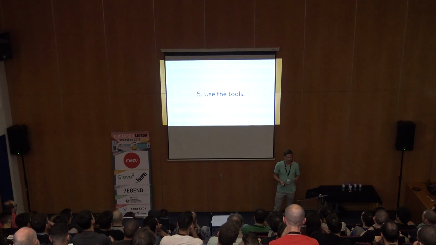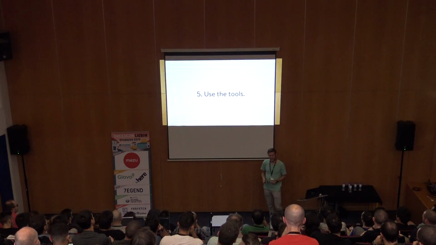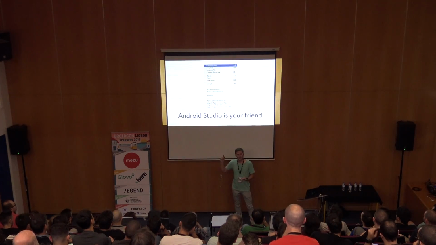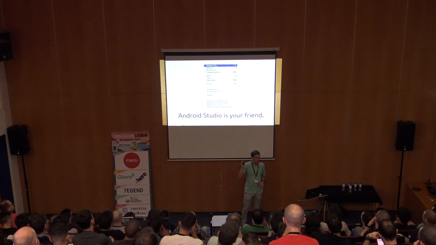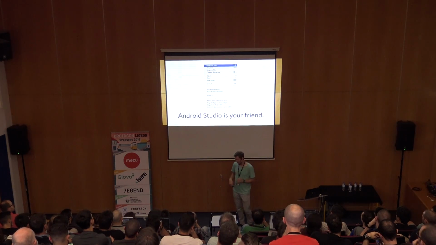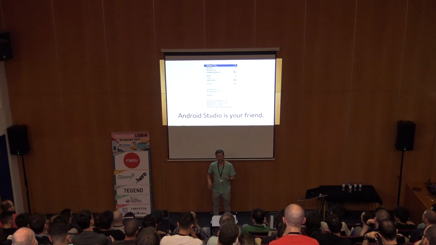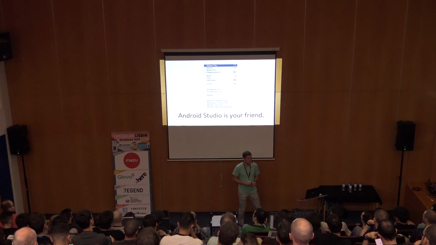The next thing is use the tools. So we're happy on Android. We have Android Studio. Don't do stuff manually. So Android Studio is your friend. You can do so many things with it, like moving things around, renaming, pulling members up, pushing members down. It's really, really awesome. And I never had a case where I just moved something from A to B that it actually broke the build or something. So the refactoring tools from the JetBrains people are really, really awesome.